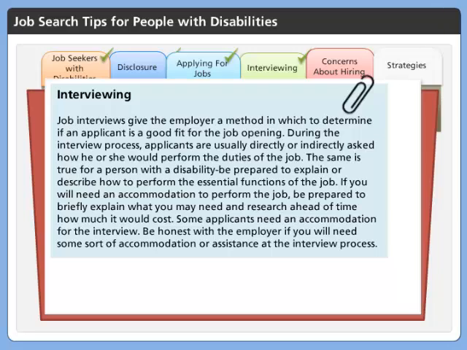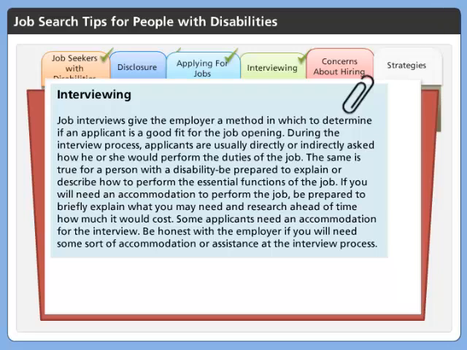Job interviews give the employer a method in which to determine if an applicant is a good fit for the job opening. During the interview process, applicants are usually directly or indirectly asked how he or she would perform the duties of the job. The same is true for a person with a disability. Be prepared to explain or describe how to perform the essential functions of the job. If you will need an accommodation to perform the job, be prepared to briefly explain what you may need and research ahead of time how much it would cost.